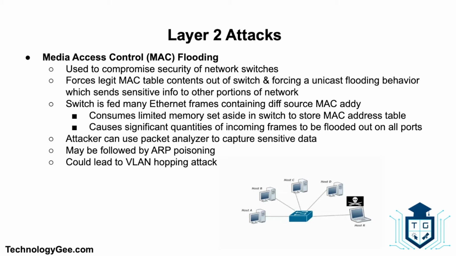After launching a successful MAC flooding attack, an attacker can use a packet analyzer to capture sensitive data being transmitted between other computers, which would not be accessible with the switch operating normally. The attacker may also follow up with an ARP poisoning attack, which will allow them to retain access to privileged data after the switch recovers from the initial MAC flooding attack. Also, MAC flooding could be used as a rudimentary VLAN hopping attack.